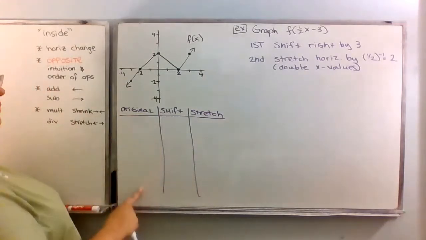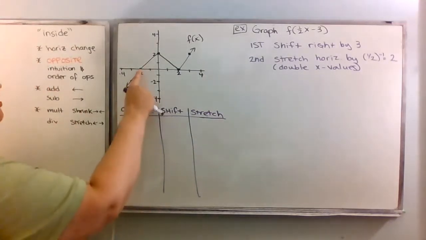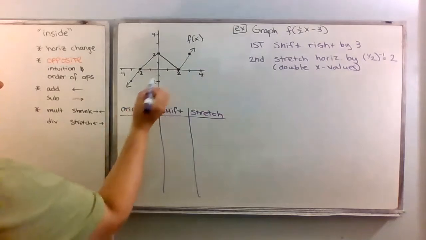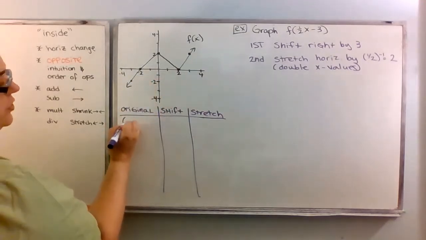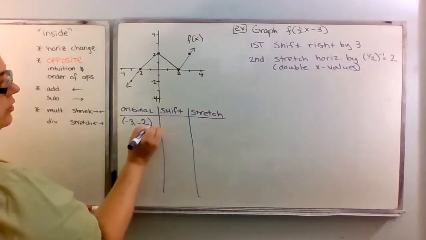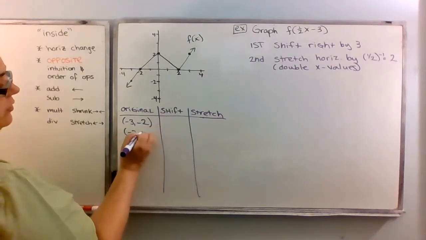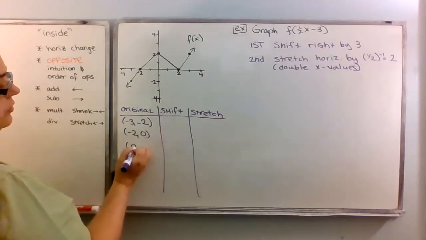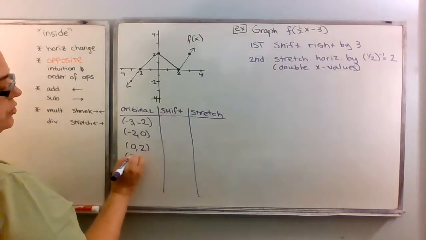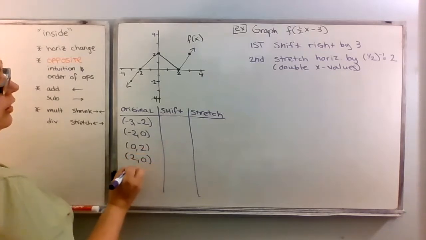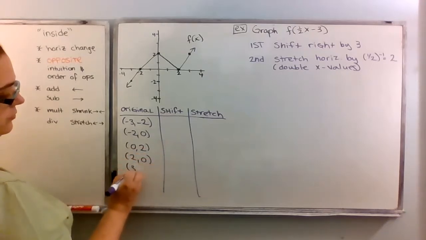So I'm going to write down all of my original nice points. We have 1, 2, 3, 4, 5 of them. So we have the points (-3, -2), (-2, 0), (0, 2), (2, 0), and (3, 2).